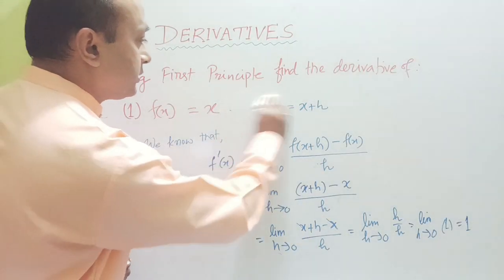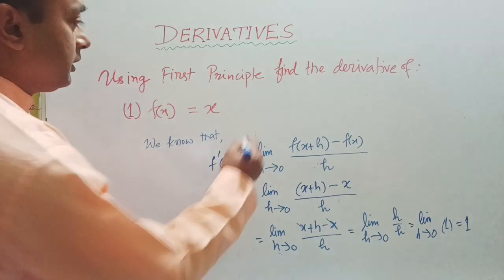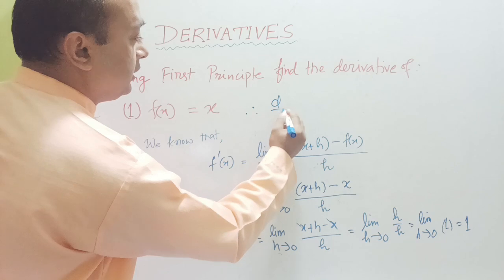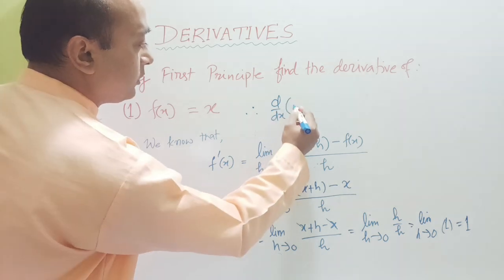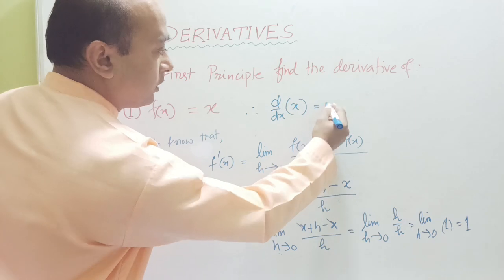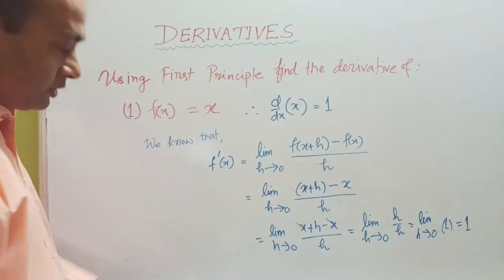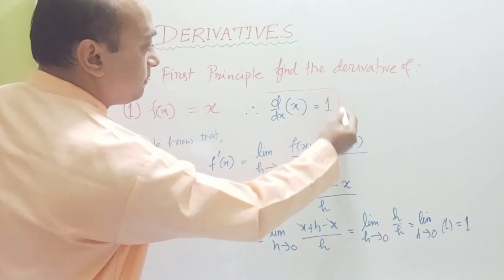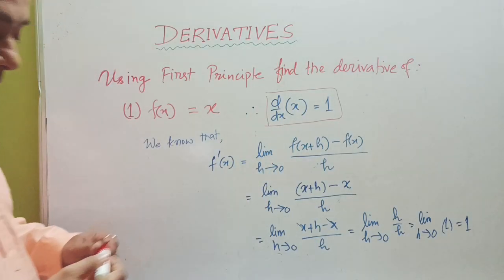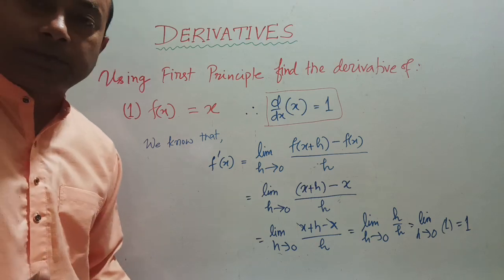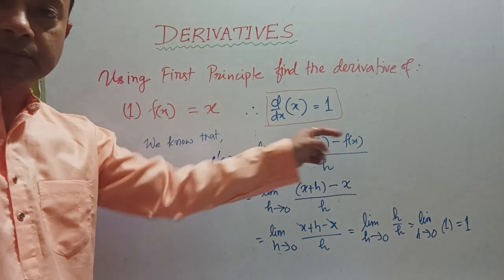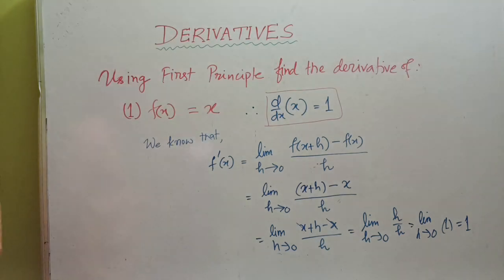That means, as a conclusion, we can write down, therefore, dy/dx, that is d/dx of x, is equal to 1. So this is the answer we represent in this way. The derivative of an identity function with respect to x is 1. I hope you are clear. Let us go to the next example.